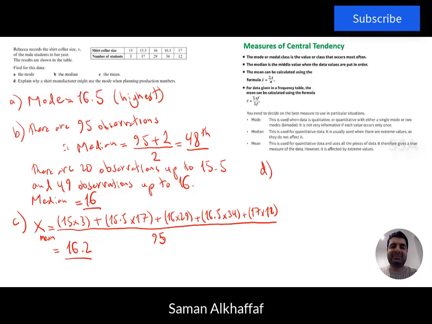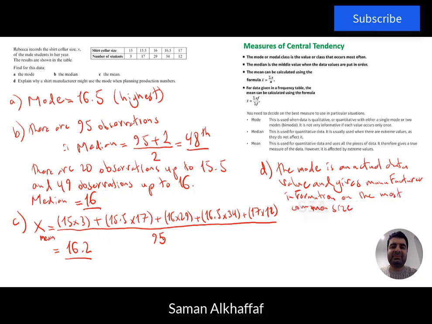So our answer for this explanation will be: actual data gives the manufacturer information on the most common size worn or used. This will be our explanation in terms of why a shirt manufacturer might use the mode. So mode is an actual data value and gives the manufacturer information on the most common size worn or used, and this will be our answer for this.